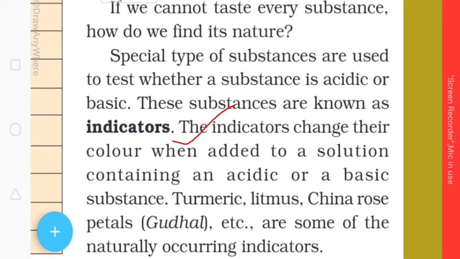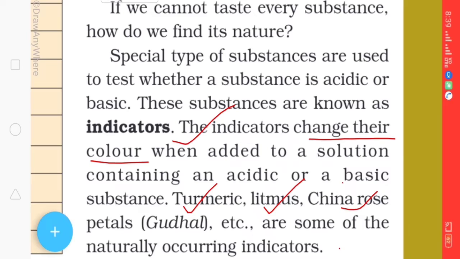So how will it help us to identify whether it is an acid or a base? That is, it will change their color. If we add an indicator to a solution which may be an acid or a base, then it will change color automatically. Examples are turmeric, litmus, China rose petals, etc. They are naturally occurring indicators.